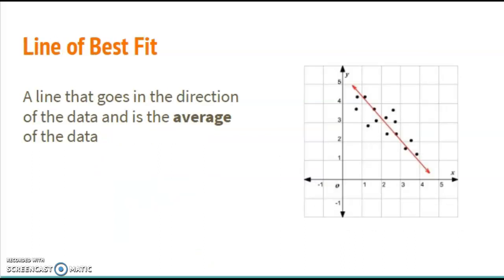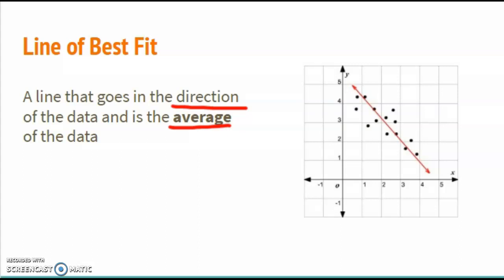Next is a line of best fit. For scatter plots, you'll notice that the data can sometimes be random, so we will be drawing in a line that best fits the data. Looking over here at this example, notice this red line that we drew in. It goes through a few points, not exactly through, but it's around most of the data. It's a line that goes in the direction of the data, and it's the average of the data.